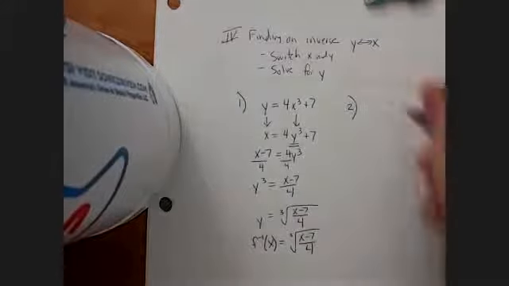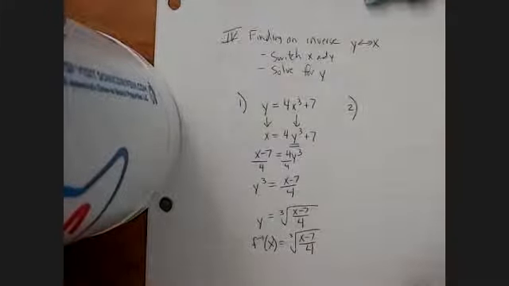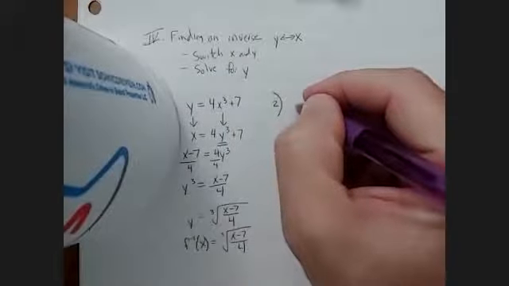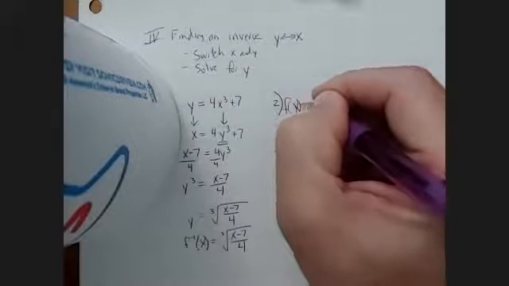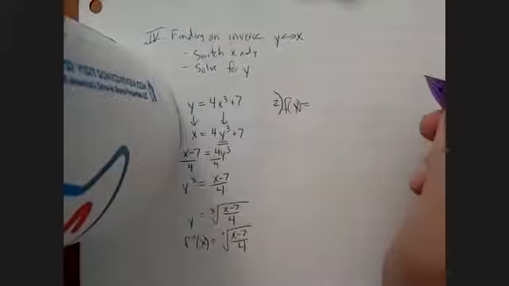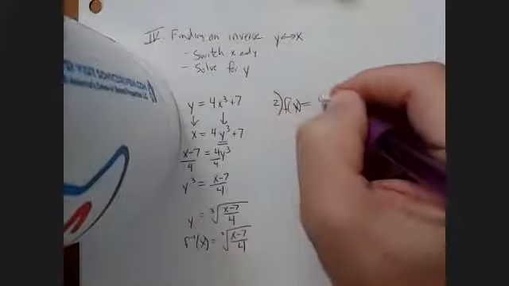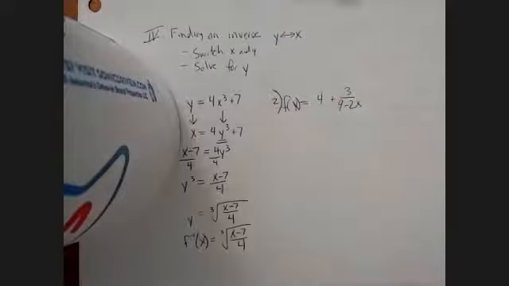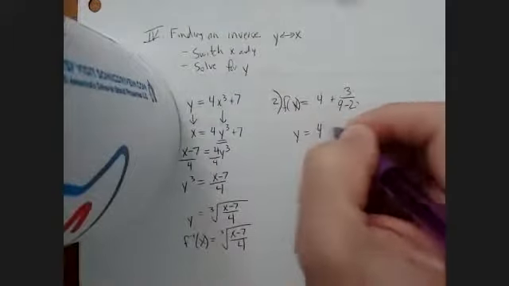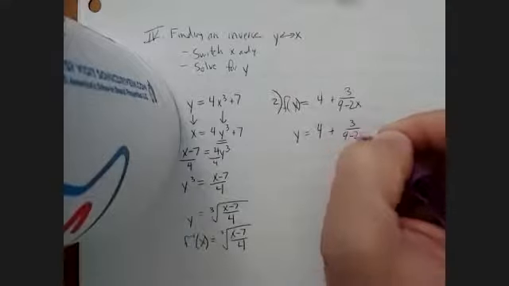Is this it? Let's try another one of those. Let's do one that's really going to test our algebra skills here. So number 2, y equals, actually let's start with f of x equals, which we know means the same thing as y. f of x equals 4 plus 3 over 9 minus 2x. So that means y equals 4 plus 3 over 9 minus 2x.